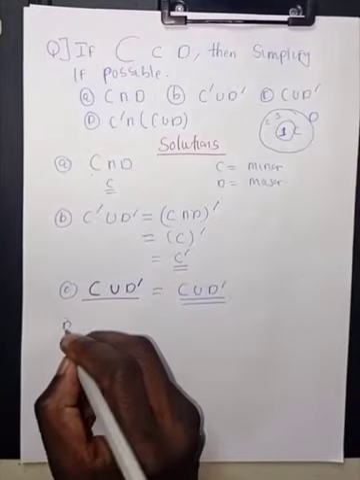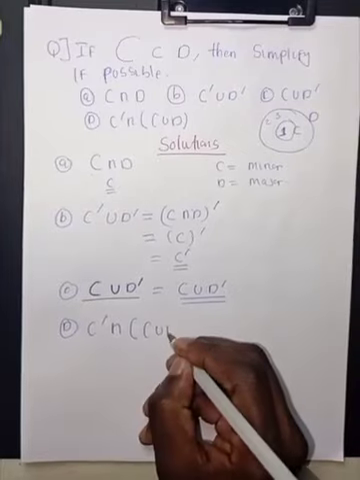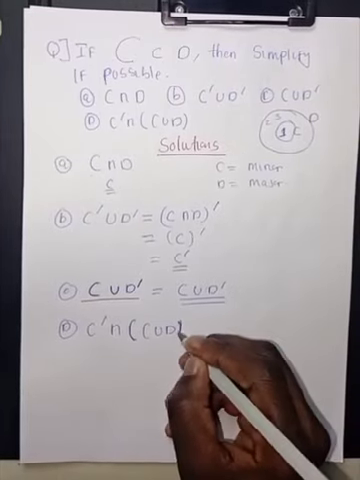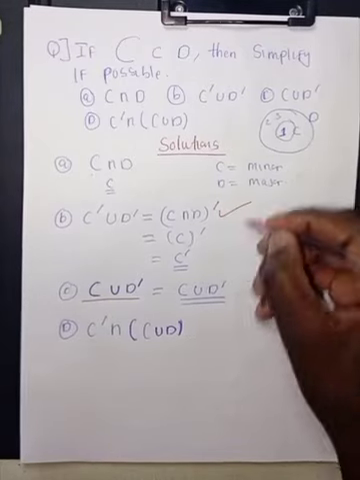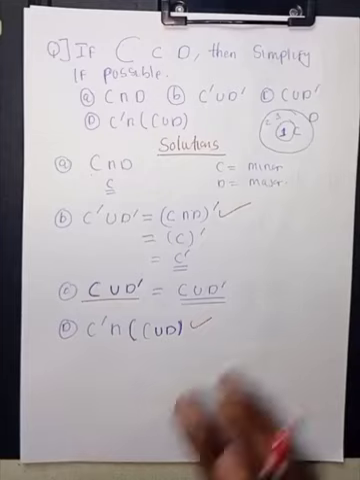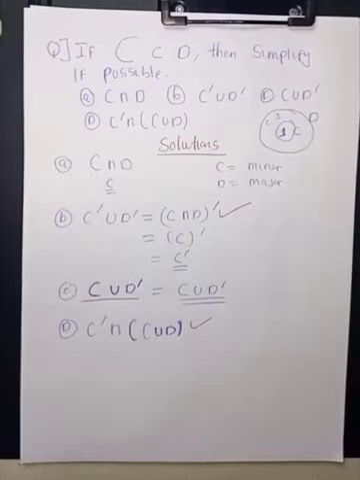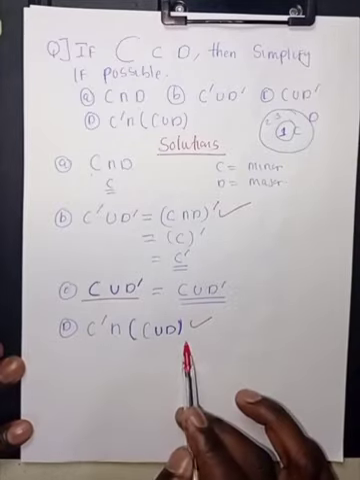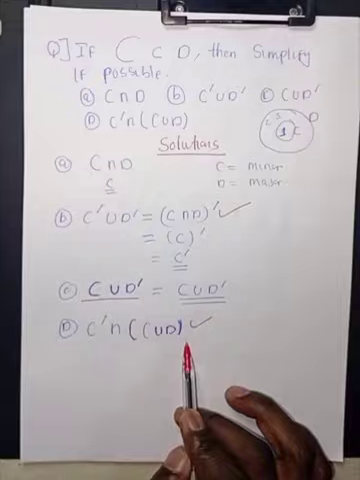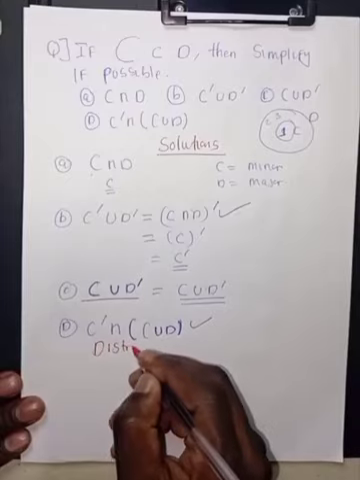Now we go to the most interesting one, part D, where we have C complement intersection, open bracket, C union D. This one is more interesting, so make sure you pay attention, because this one can come in your test. It is so simple. You have to think: do I have any property which I can apply directly, or do I need a law? Here we can apply the distributive law.